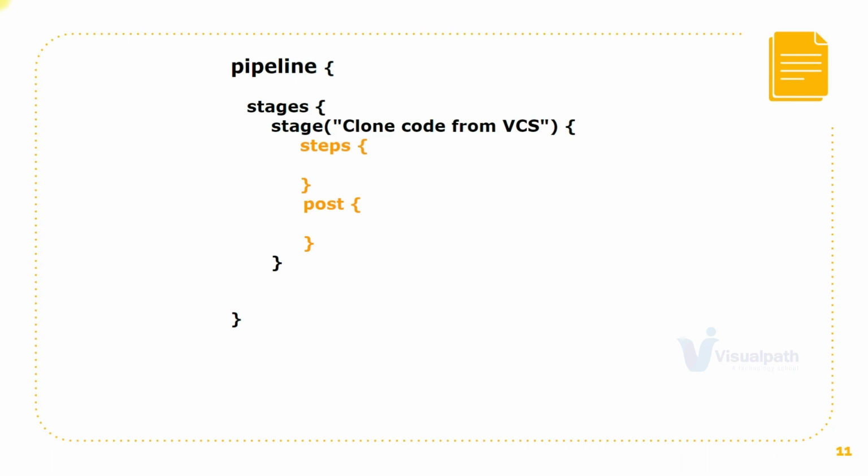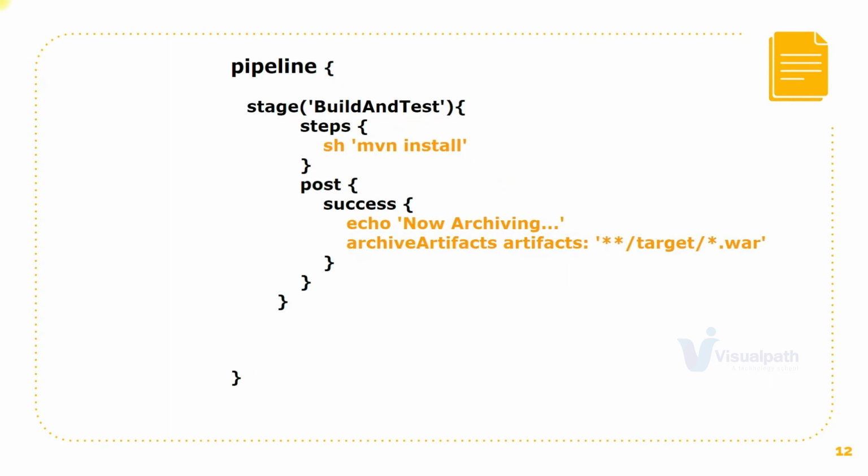In stage, so you have stages, inside that you have stage, you can have multiple stage, and in stage you have steps. This is where you put the actual command, and also post installation step, like probably you want to send email notification or want to archive the artifact, something like this. Stage, in parentheses, you give the name of the stage. Then inside that you have steps like Maven install, and you can have post installation step like archiving artifact, or you can print some message also like echo.